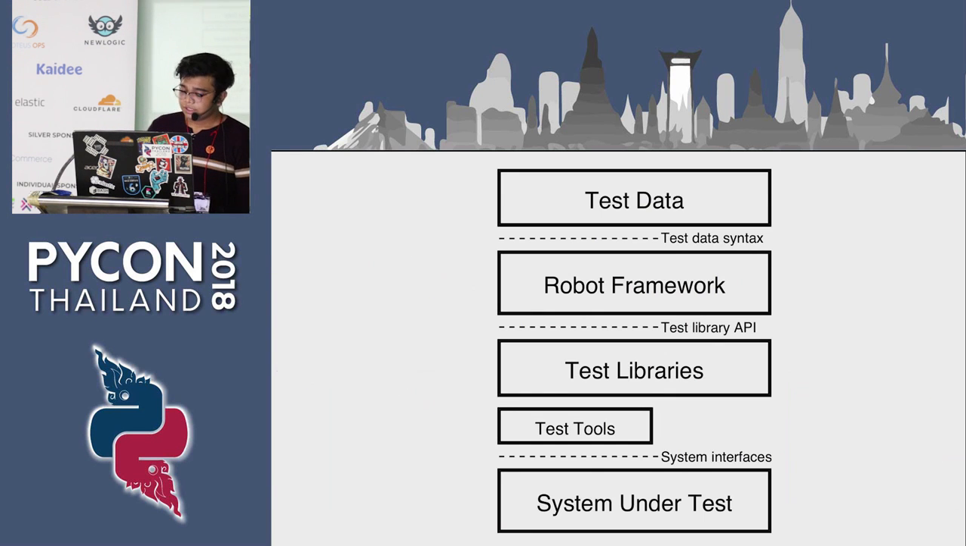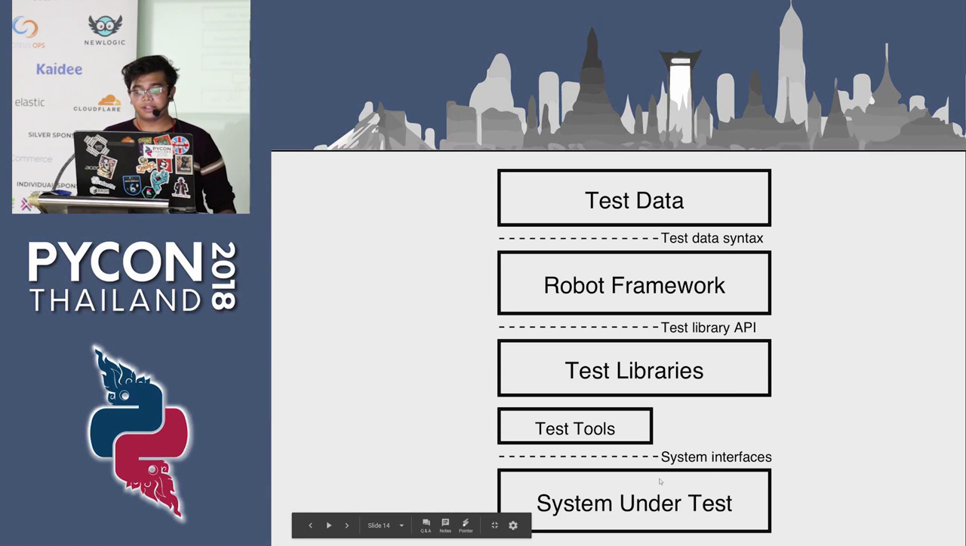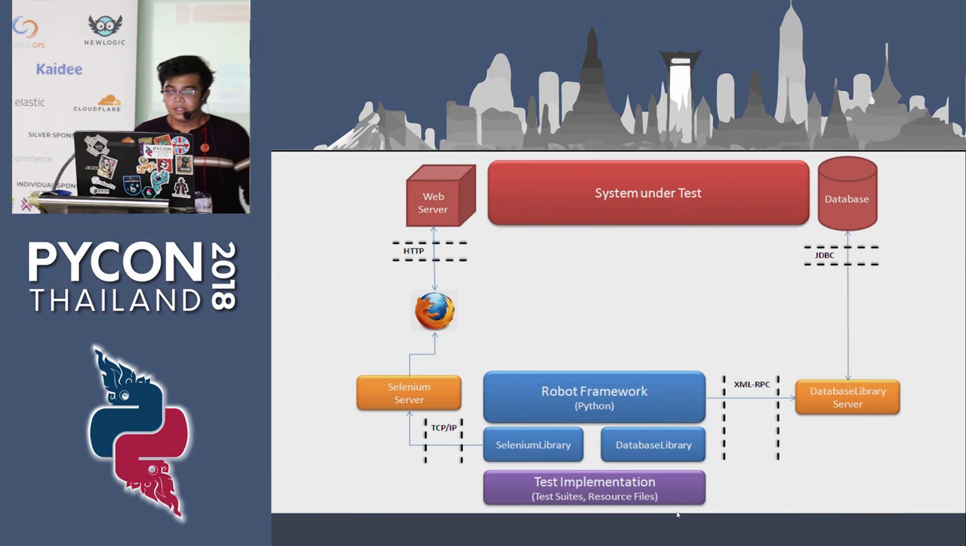So this is how the framework operates. There's test data, which is the data you're going to use to test the app, and then the Robot Framework, and then you use a test library. Here's the test tool, and here's the system under test. This image makes it clearer. Here you have the Selenium library, the database library. It has a lot of libraries, so sometimes I can't even remember them all.